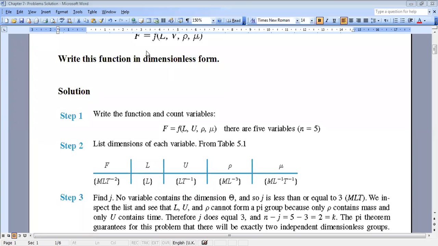Group we obtained. So the second group can be written as follows: mu over rho L times U times rho. Okay, and this is what? Do you know this dimensionless group? This group is what, you remember?